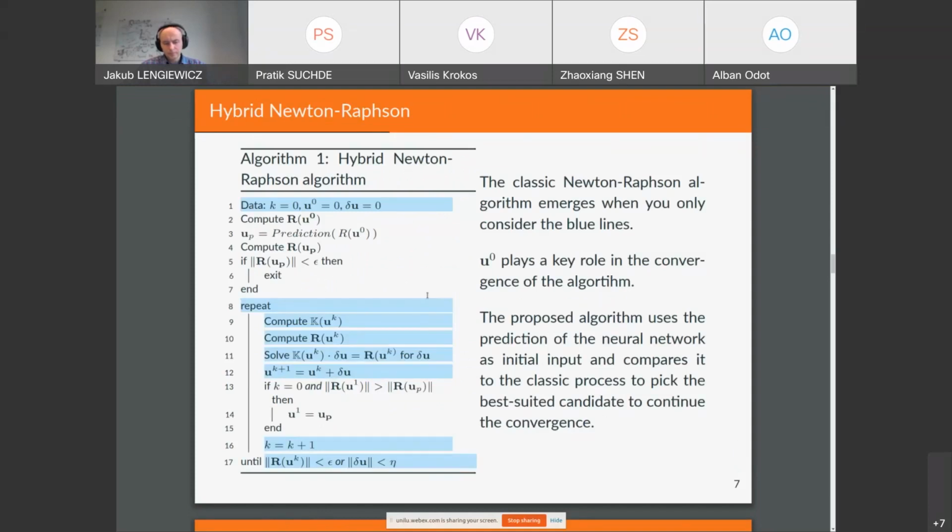Okay, so we will first consider only the blue lines of the Newton-Raphson algorithm. As I just said, if you only consider the blue lines, you get the classic Newton-Raphson algorithm, where we set an initial condition.